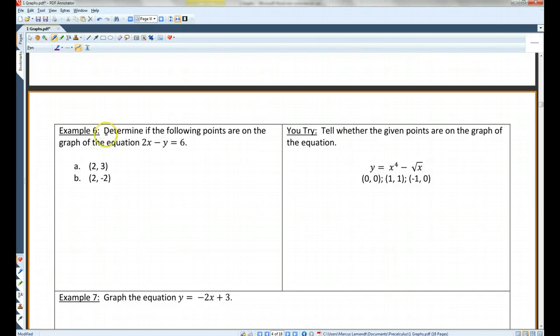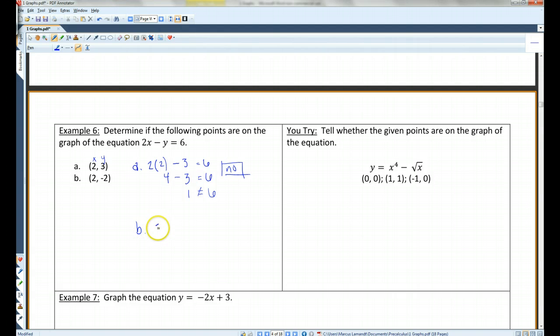Alright, example 6. Determine if the following points are on the graph of the equation 2x minus y equals 6. Alright, the best way to figure out if a point is on a particular line is to just plug in the point. This is x, this is y, so I've got 2 times 2 minus 3, which is 4 minus 3. So the answer would be no, because 1 does not equal 6.